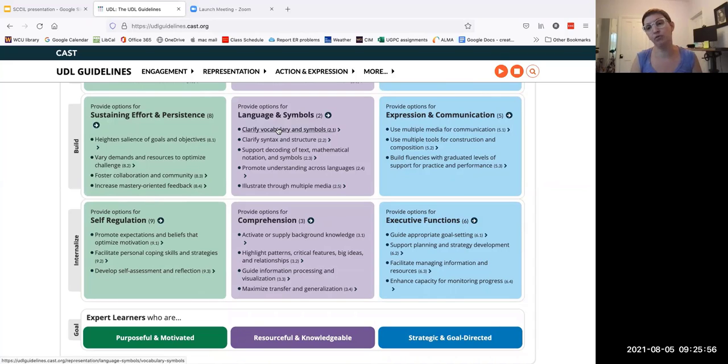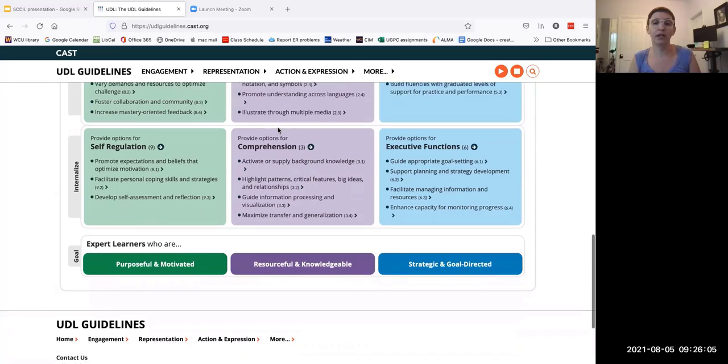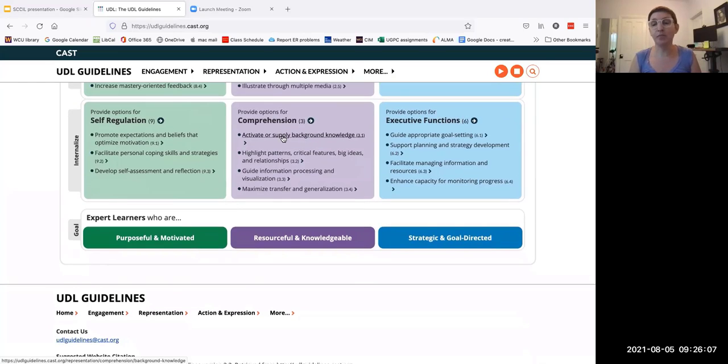Well, that's really important for librarians to either explain our library jargon or maybe preferably even toss it all out and stop using it. Or under comprehension, okay, yeah, supplying background knowledge is something I can do in a one-shot, or especially this one, highlight patterns, critical features, big ideas, and relationships, or as I like to call it, try to make all my connections explicit rather than implicit.